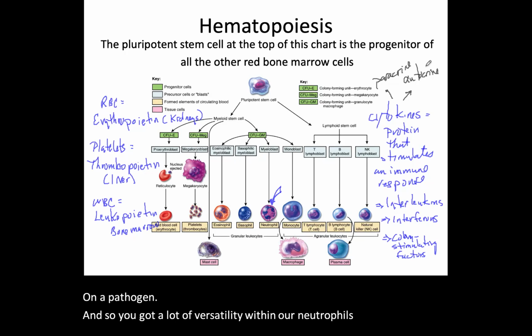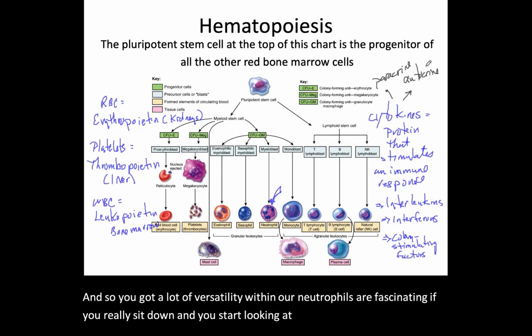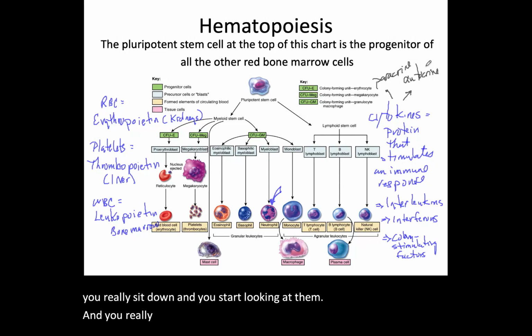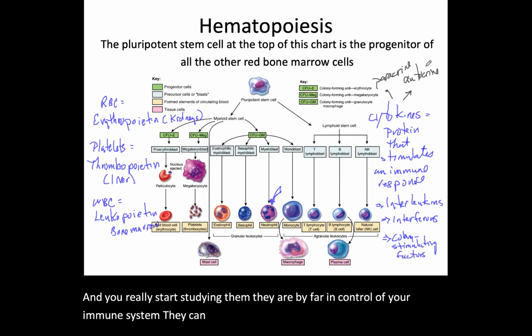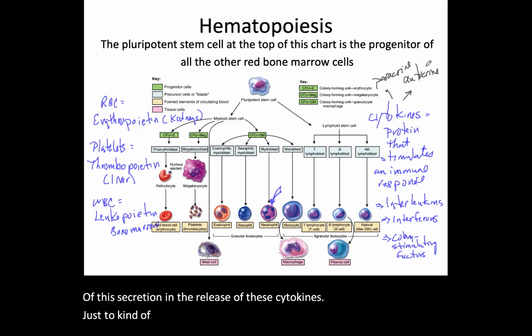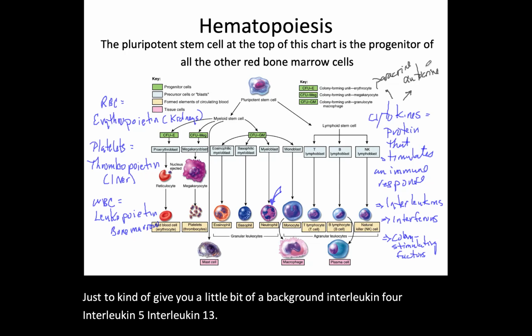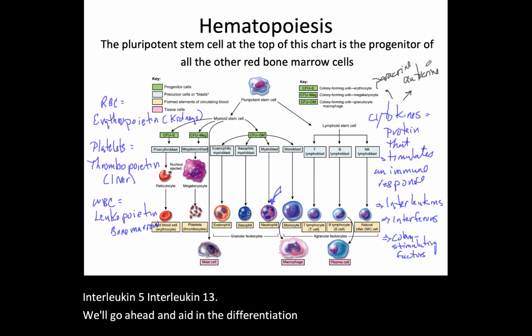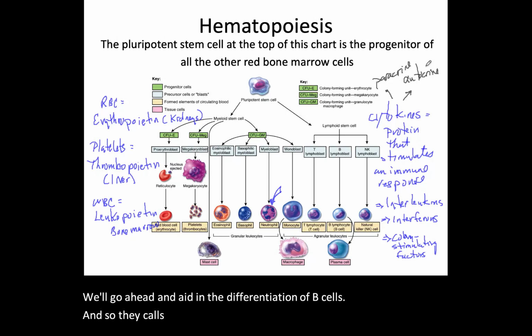And so you've got a lot of versatility within our neutrophils. Neutrophils are fascinating if you really sit down and start looking at them and studying them. They are by far in control of your immune system. They can regulate this entire process, all based off of the secretion and the release of these cytokines. Just to give you a little bit of background, interleukin 4, interleukin 5, interleukin 13 will aid in the differentiation of B cells. And so they lead to B cell differentiation.